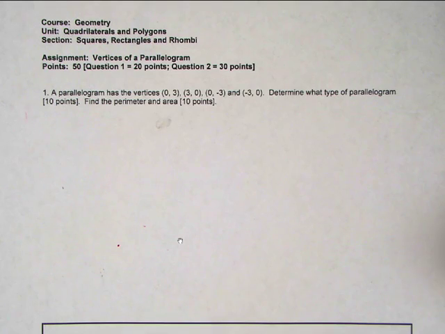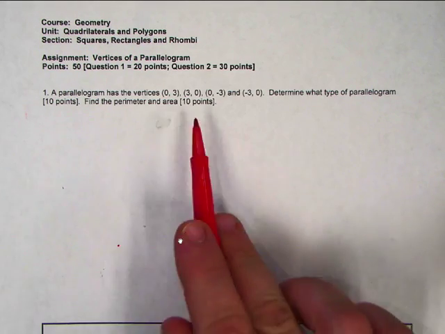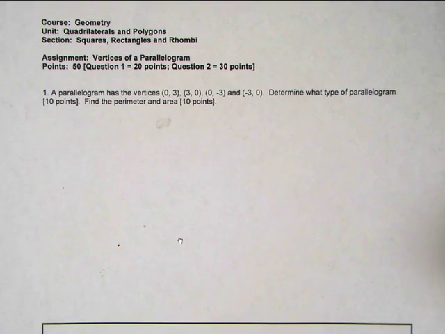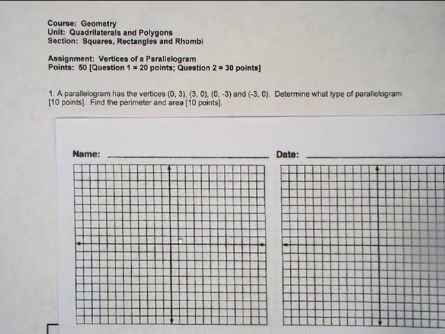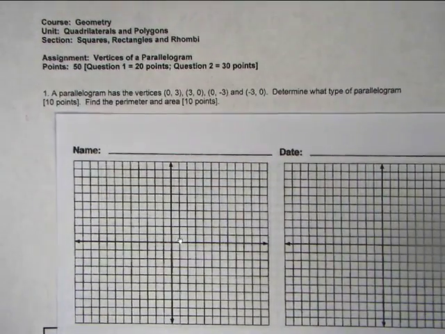And so when we start, we're given these vertices right here. Now, when I printed this, for some reason the grid didn't print on it, so I just printed my own. If yours doesn't print with a grid, maybe you need to do that.